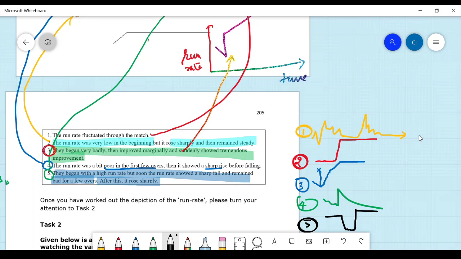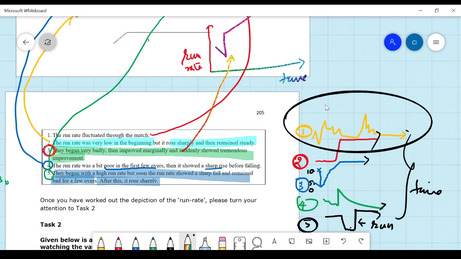So this direction, every direction of this, represents the time. And in this way, if you raise the peak, it represents the run rate. Suppose the run rate starts from 0 here, you can have 5, you can have 10: 5 runs per hour, 10 runs per hour, like that. Okay, so by looking at the graph you have to write it. And in fact, this particular graph, though small, represents 50 overs. 50 overs it represents, right?